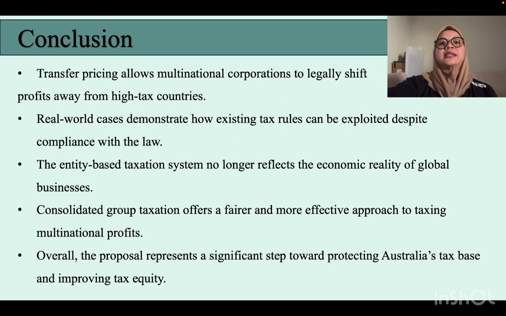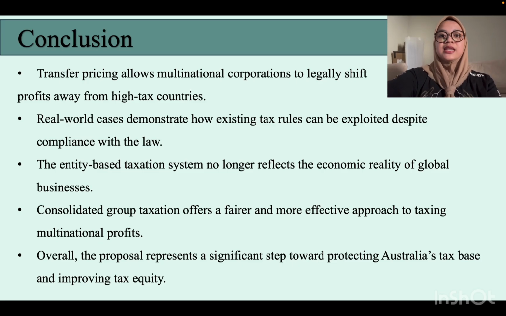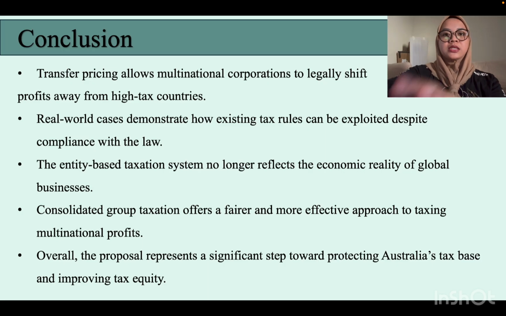In conclusion, transfer pricing allows multinational corporations to legally shift profits away from high tax countries, including Australia. Real-world cases show that even when companies comply with existing tax law, the rules can still be exploited to minimize tax. This highlights a key weakness in the current entity-based taxation system, which no longer reflects how global businesses actually operate. Consolidated group taxation offers a fairer and more effective alternative by aligning tax outcomes with real economic activity. Overall, this proposal represents an important step toward protecting Australia's tax base and improving fairness in the tax system.